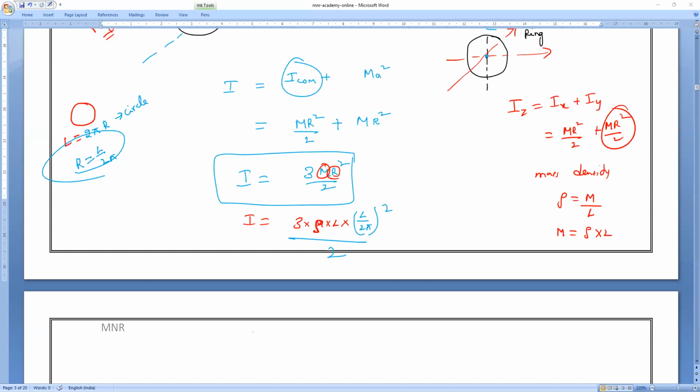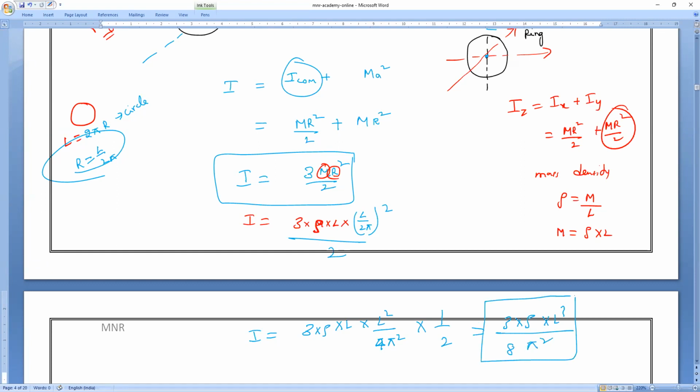I = 3 ρ L × L² divided by 2², meaning 4π². This one will come into by 2. So this equals 3 ρ L² × L³ divided by 4 × 8π². So what is the answer matching option? Check it, everybody. 3/8 ρ L³ divided by π².